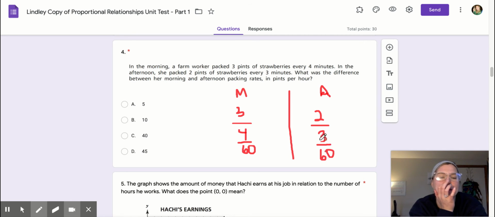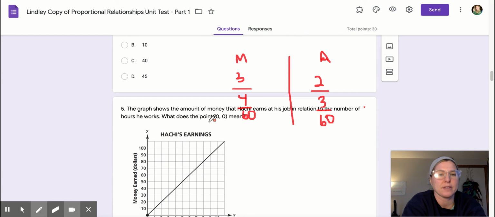So guys, what you have to do is put these numbers in your calculator, and then you have to find the difference between them both. That will give you the difference between her morning and afternoon packing rate. So you have to do 3 divided by 4 ABC 60 to figure out this one. Also figure out this one, and then you have to find the difference.